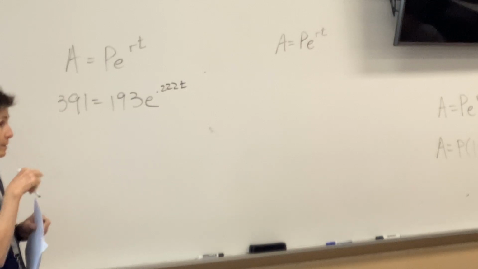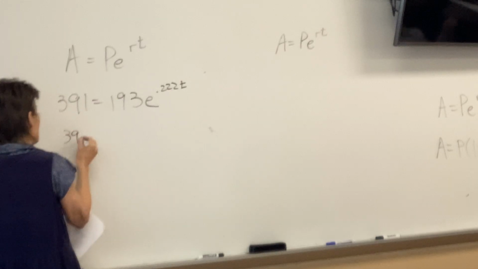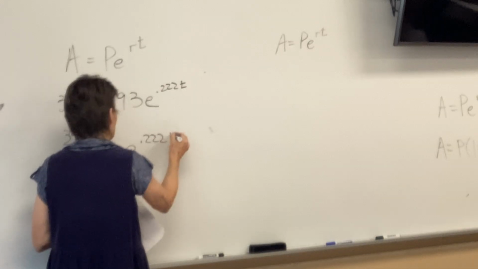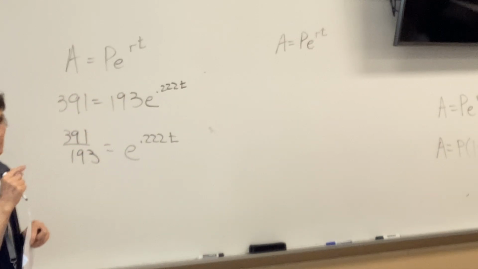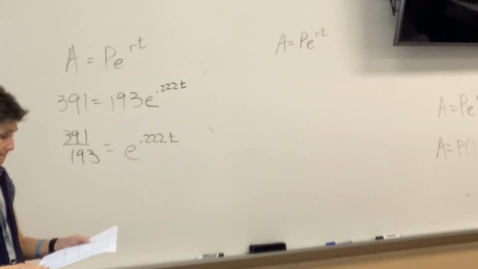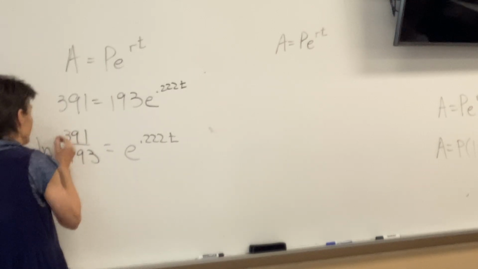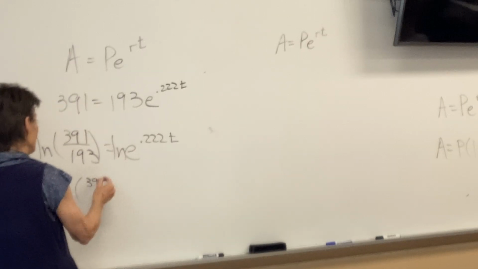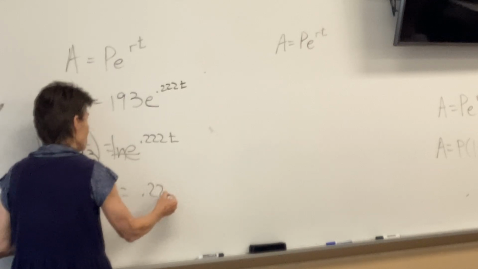So we're gonna need logarithms, but not yet. What is step 1? So 391 over 193. Do not be typing that in. That is nothing nice. Just leave it. Now what? ln. So ln, this fraction, equals 0.222t.